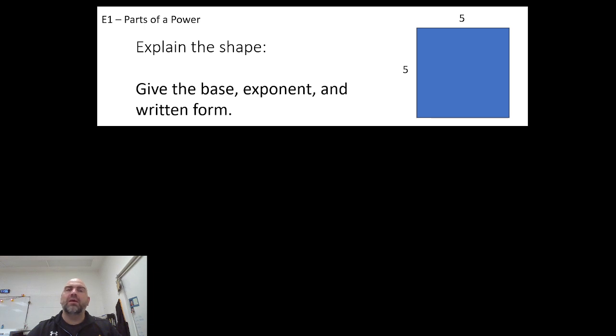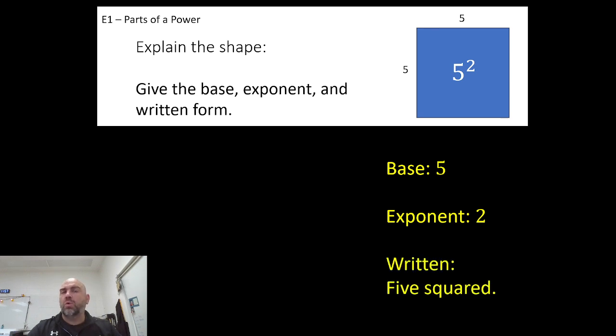I'll pause it here, and I'll allow you to work through it a little bit. All right, so this square, if we want to find the area of the square, it is length times width, which in this case, because they're the same, is going to be 5 squared. The base is 5, the exponent is 2, and when we write it out, we could write it out as 5 to the power of 2, or we could shorten it to 5 squared. And so that's going to be how we can write these things out.